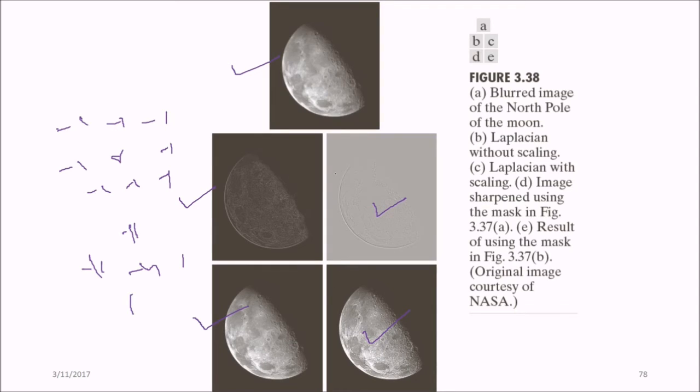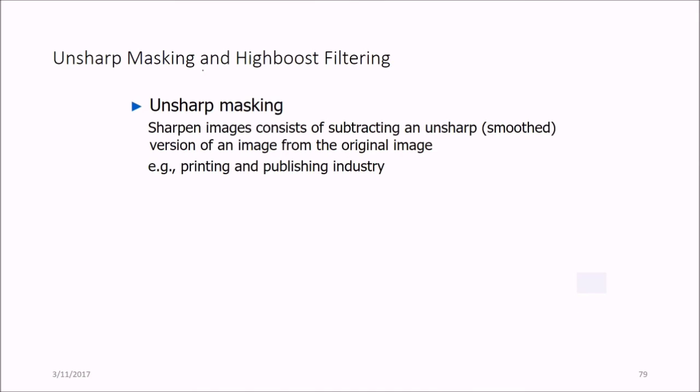So applying these, you see how you can sharpen the image. Now we come to unsharp masking and high boost filtering. Unsharp masking means sharpening images, which consists of subtracting an unsharp, that is, smooth version of an image from the original image. It is used in the printing and publishing industry.